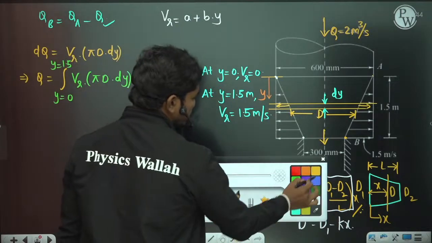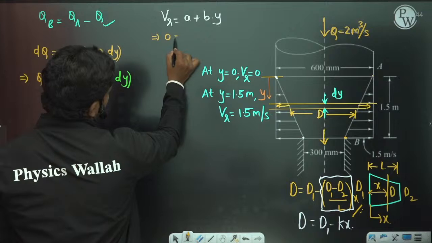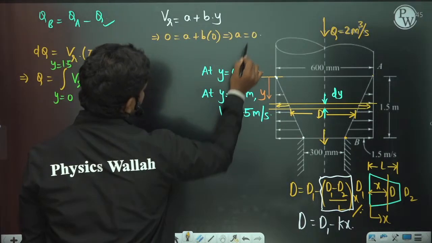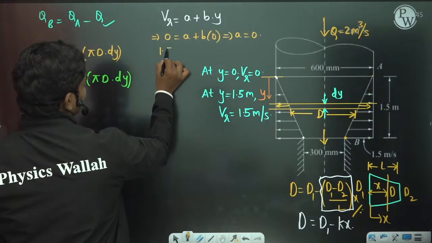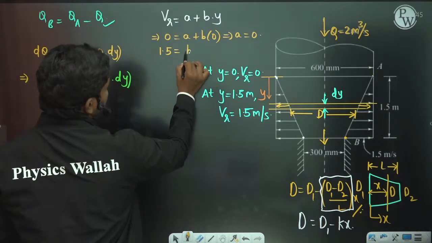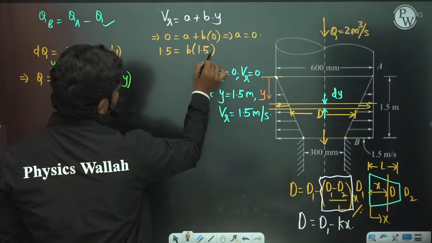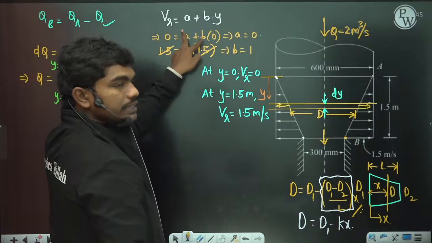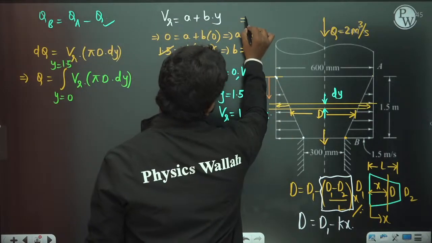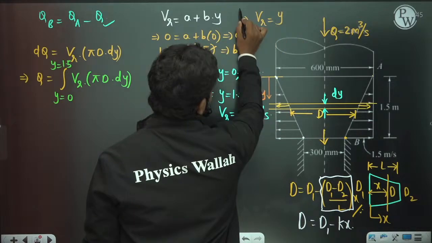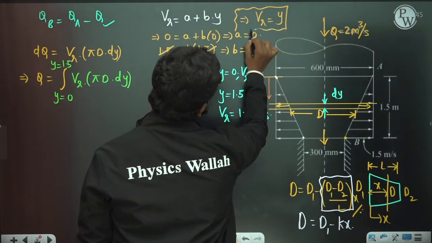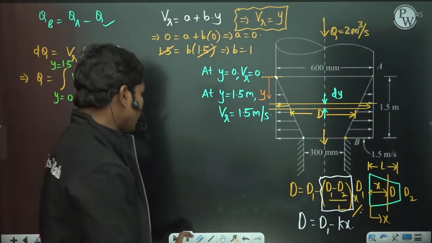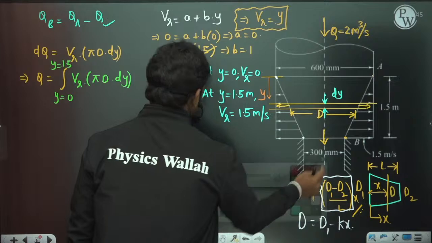Let us substitute. The first boundary condition gives 0 = A + B into 0. Obviously this implies A = 0. Next, the second boundary condition, 1.5 = A (which is 0 anyhow) + B into y, where the y value is also 1.5. So this gives B = 1. So B is 1. From these two boundary conditions, we get the radial velocity Vr is nothing but y. So the radial velocity depends just on y. Let us substitute Vr and also this diameter D in terms of y and see what comes out.